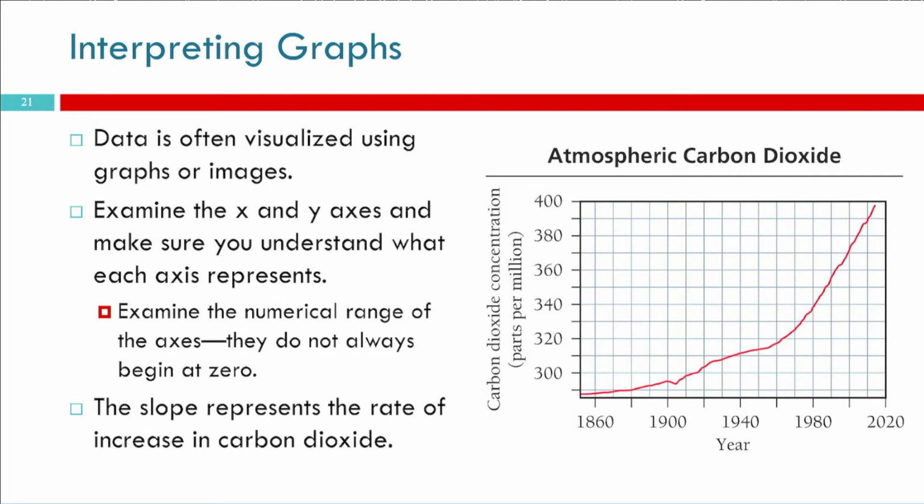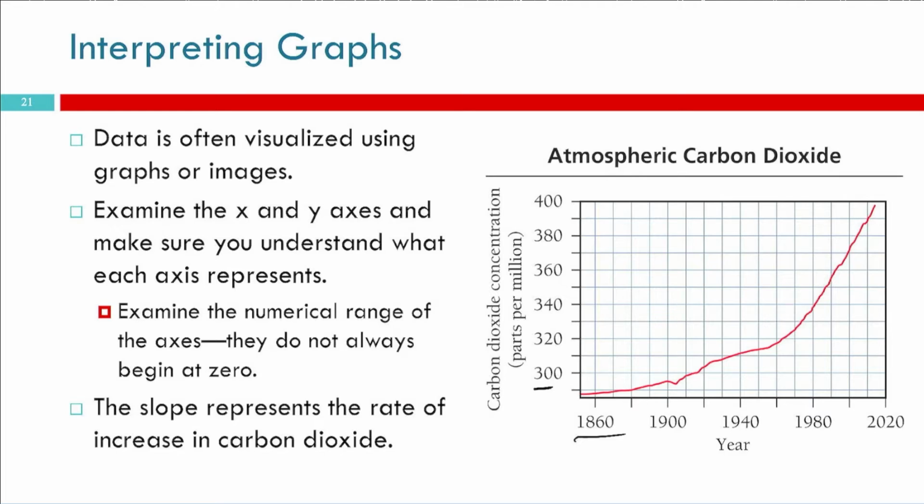Speaking of plots, graphs are also super important in science. Data is often visualized using graphs or images like this one. Here we have the carbon dioxide concentration in parts per million plotted against the year. We look at these x and y axes and note that this doesn't start at 0, but starts at 1860. And then our y-axis also starts somewhere just below 300, it doesn't start at 0. But we can derive information from this graph.